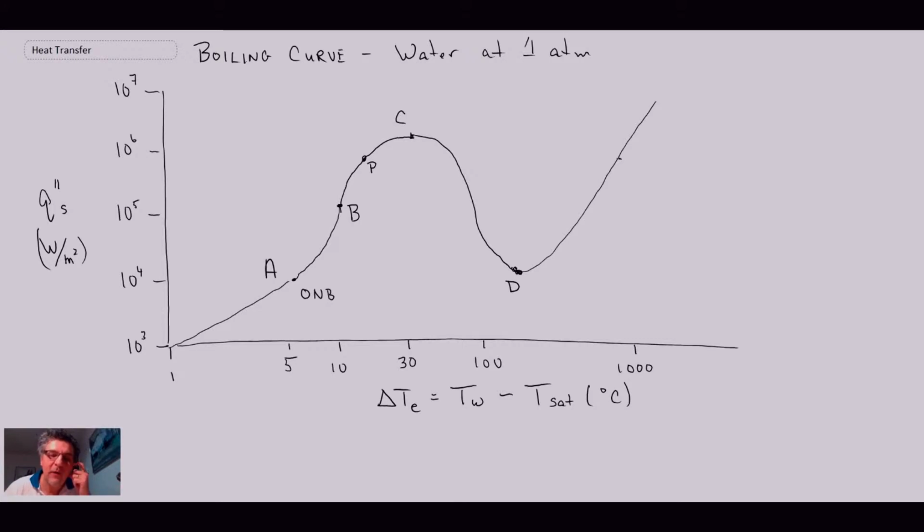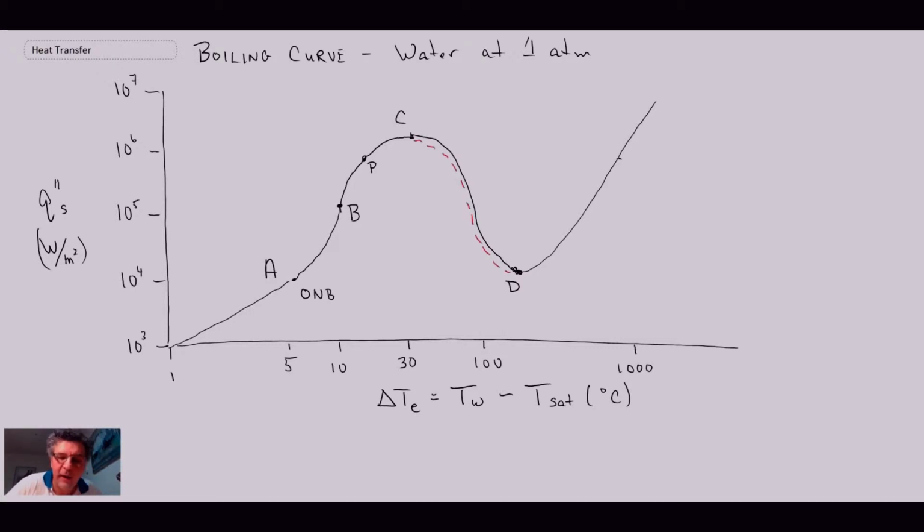Okay, so this is a curve, the boiling curve. Now, Nukiyama was not able to get this entire curve. He was actually unable to get this section here, and you'd only be able to get that if you were to do a temperature-controlled experiment instead of a power-controlled experiment.